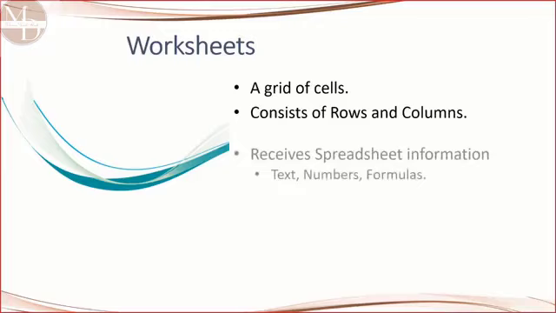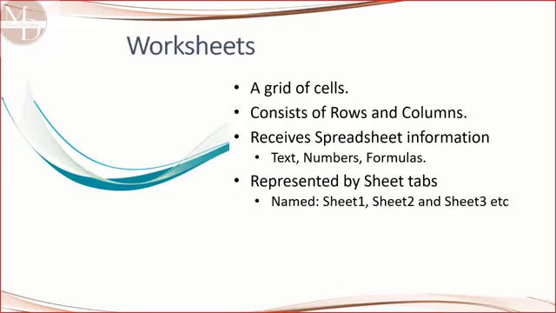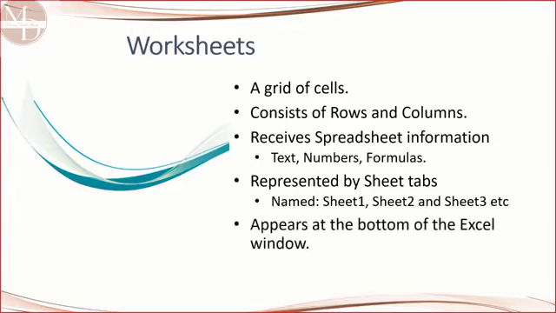A worksheet is a grid of cells which consists of rows and columns. Each cell in a worksheet receives spreadsheet information such as text, numbers, and formulas. Each sheet tab is represented by Sheet1, Sheet2, Sheet3, and so on, until you change the name of a particular sheet. Let's continue. The sheet tab appears at the bottom of the Excel window.